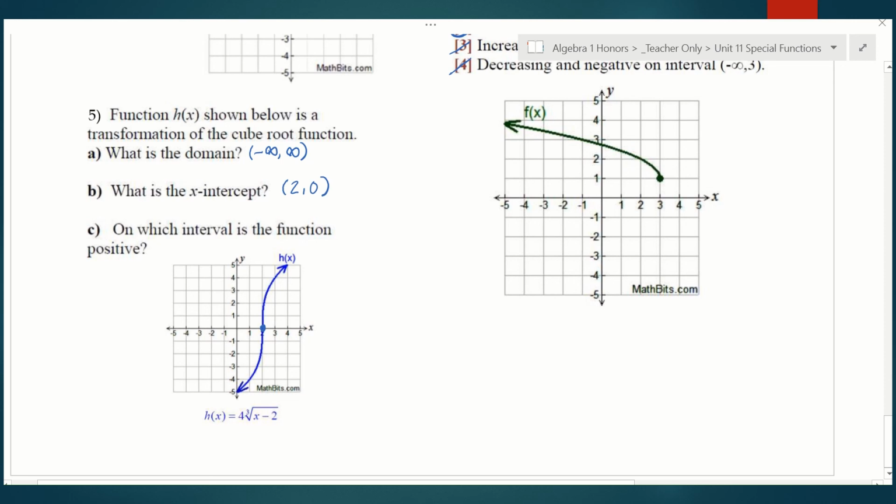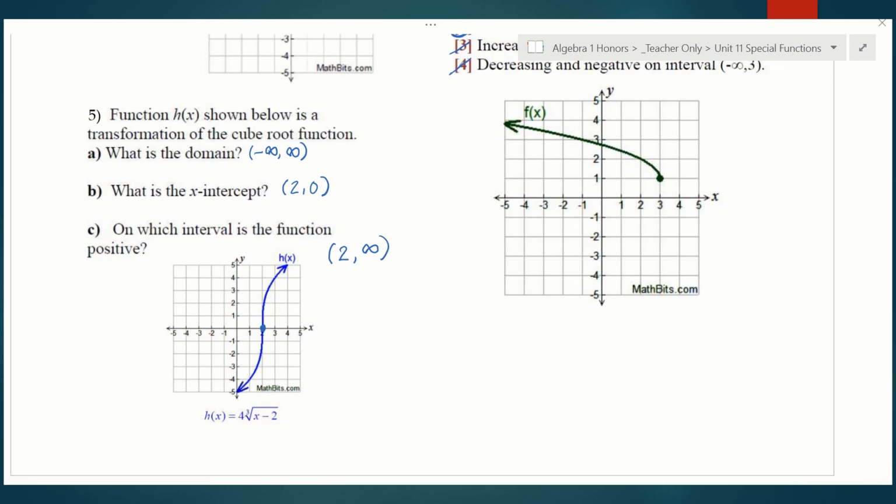On which interval is the function positive? Again, between what x values do we get positive y values? Starting at when x is 2, I would have a y value of 0. Well, 0 technically isn't positive, so when I write my 2, I need to use parentheses. Then anything beyond that, 2 to infinity, I'm going to have all positive y values.